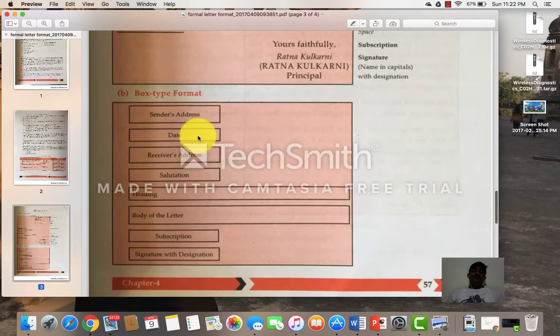So you will have the sender's address, no name. Then you have the date in words. Then you have the receiver's address, with the name also. Then the salutation: Dear Sirs, Dear Madam, Sir, Madam, Dear Sirs. Heading, body of the letter, subscription, Yours faithfully or Yours truly, and the signature, followed by your name in full, followed by your designation.